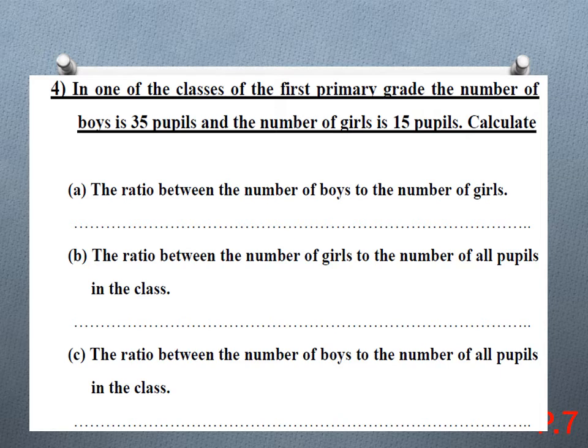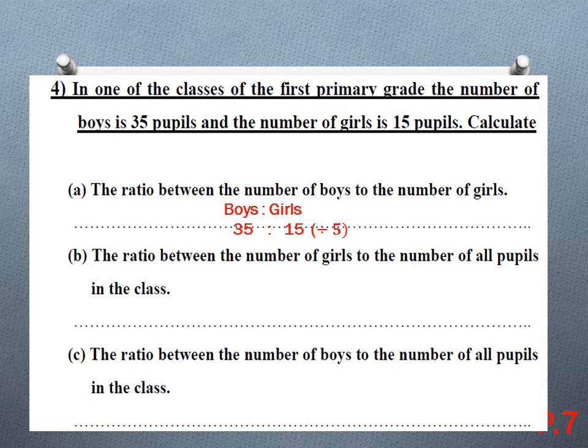In one of the classes of the first primary grade, the number of boys is 35 pupils and the number of girls is 15 pupils. Calculate the ratio between the number of boys to the number of girls. I mentioned boys first. I need to find the ratio between boys to girls. Write boys to girls. Under boys write 35 and under girls write 15.